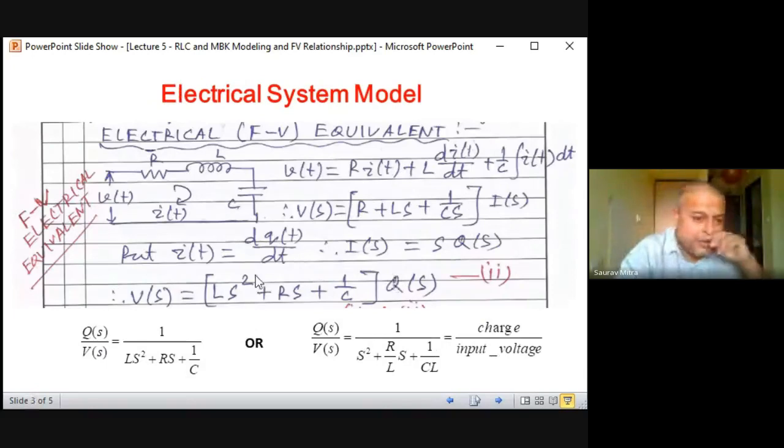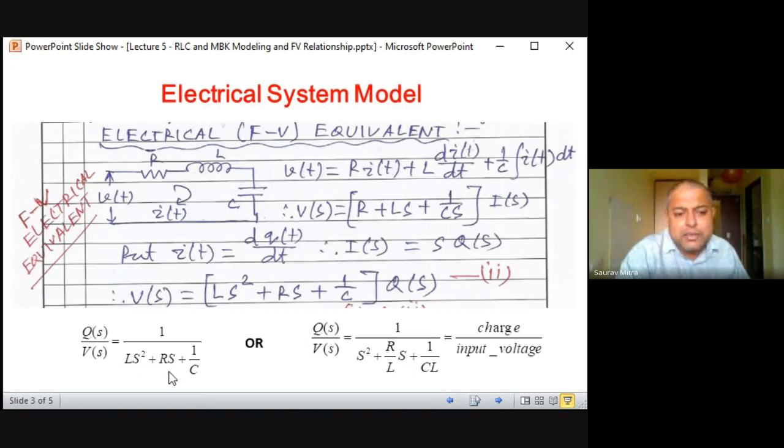So now you can find here Vs equal to (Ls square plus Rs plus 1 by C) into Qs. Now take this Q as the output in the numerator, and take this V in the denominator. So what is the transfer function I'm finding? 1 by Ls square plus Rs plus 1 by C. So just take this part, Ls square plus Rs plus 1 by C, in the denominator. Output upon input, that is charge upon voltage, equals 1 by Ls square plus Rs plus 1 by C.